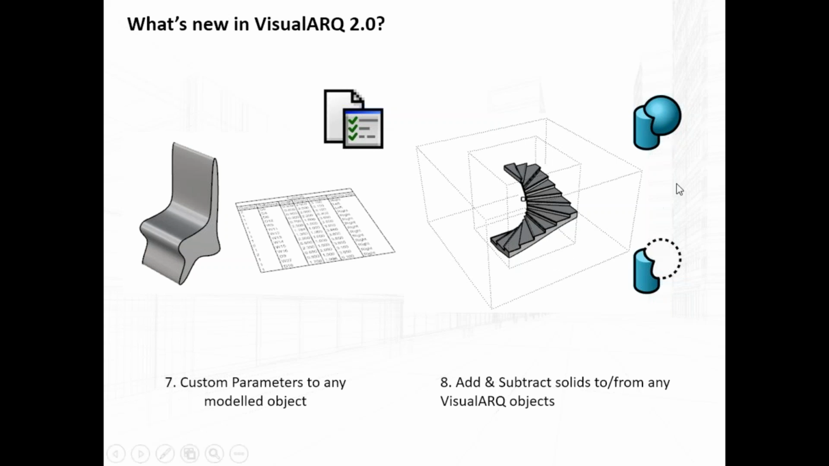Also, there are more options to do Boolean operations between VisualARQ objects and Rhino solids, because in VisualARQ 1, you could only subtract solids and add solids to walls, but right now it's possible with any other VisualARQ object, keeping the parametric functionality on these objects after these Boolean operations.